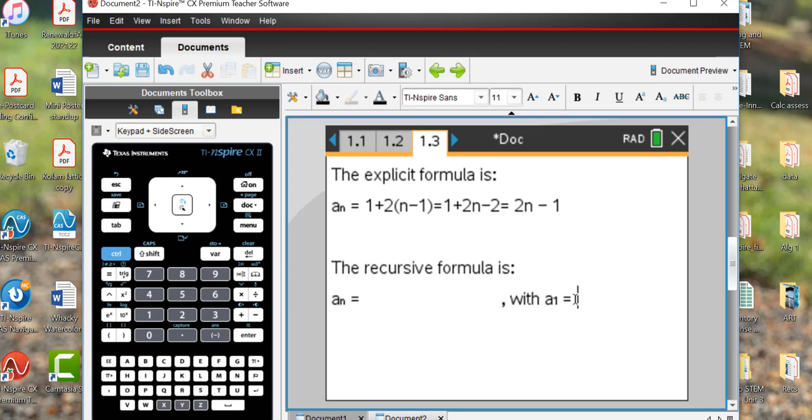Recursively, I like to tell the kids, hey, this is just like telling me what you were thinking of in your brain. So you were thinking 1, 3, 5.